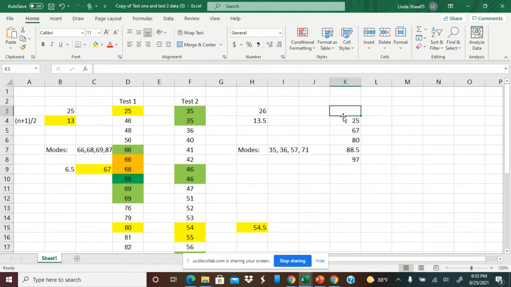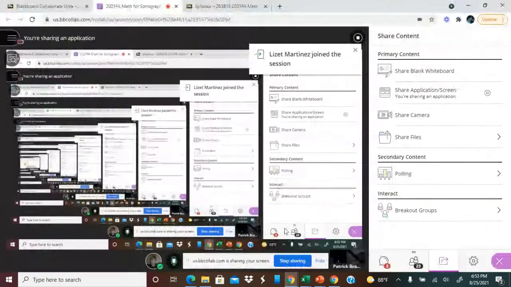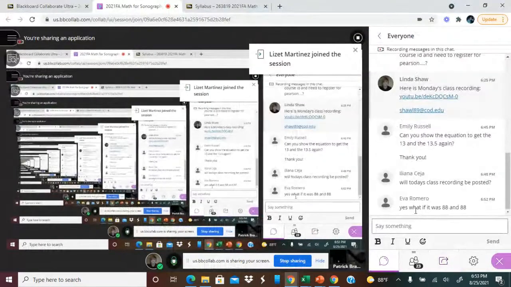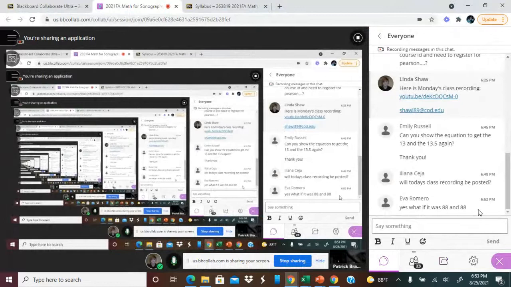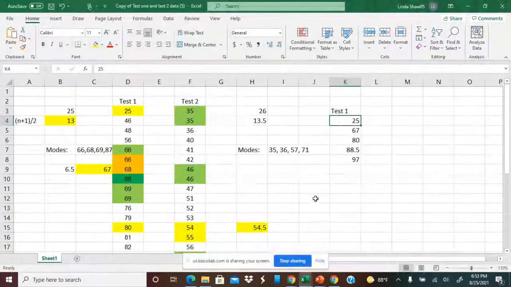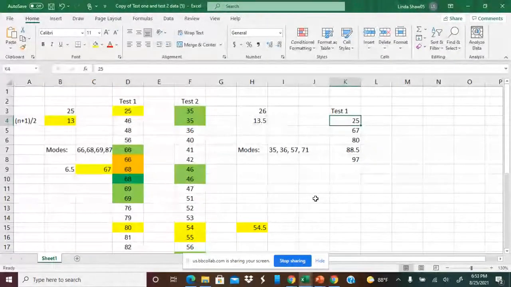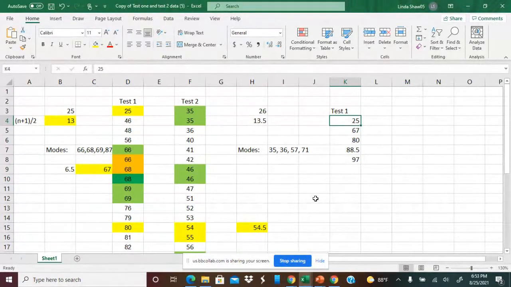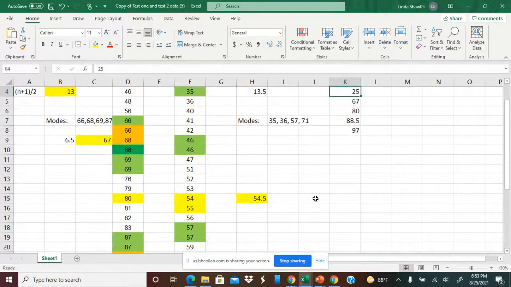Now somebody had a comment, and I don't know if it was a question or a comment. Maybe it was just a comment, but if it was 88 and 88, then the midpoint between those would still be 88, because you're just taking the average of those two numbers. It would be an 88 that's the average of those two numbers. Yes, yes. Okay, good. Excellent.